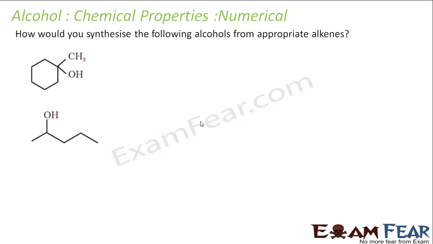So we have to synthesize the following alcohols from proper alkenes. If you see here, this is my alkene and I have to form alcohol. So I can take this compound. If I add H plus in presence of water, I'll get this. Correct? Why? Because if you see here, this bond will break and this carbon has the least number of hydrogens.